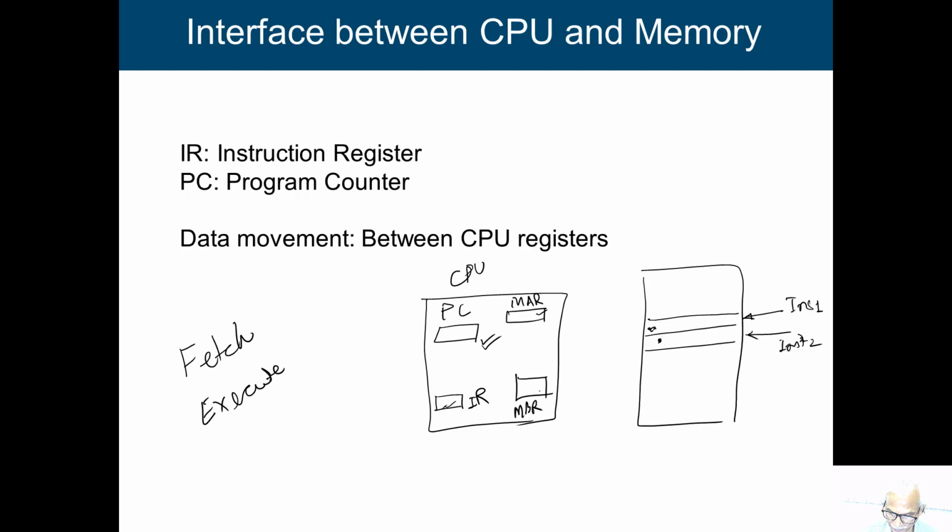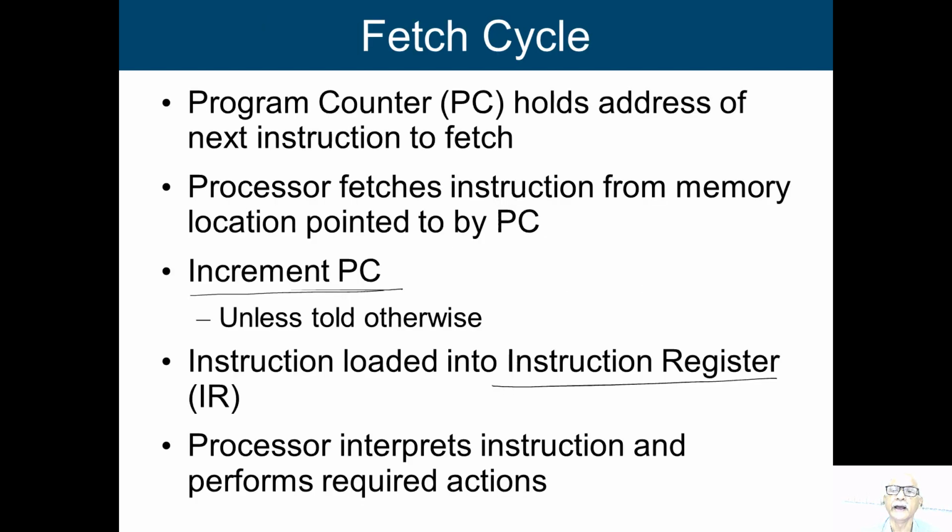Now, we said we are having a fetch cycle and an execution cycle. So, what are the steps that we need to do? Already I have explained; now I will simply look at the tasks to be performed. The program counter holds the address of the next instruction to fetch. The processor fetches the instruction from the memory location pointed to by the program counter. After fetching it, we are going to increment the PC, unless told otherwise. Generally, in a normal scenario, we will increment the PC.